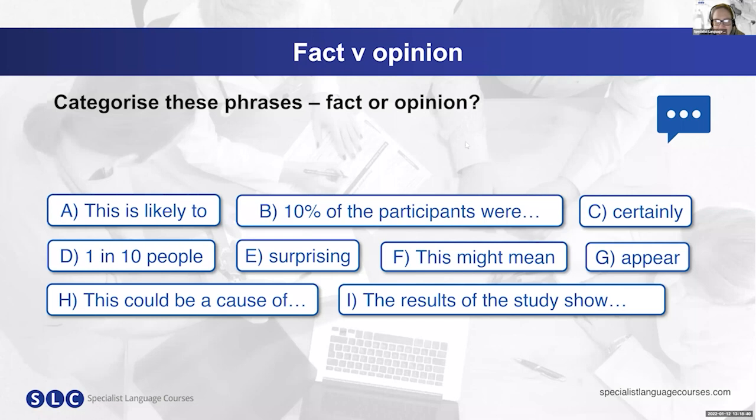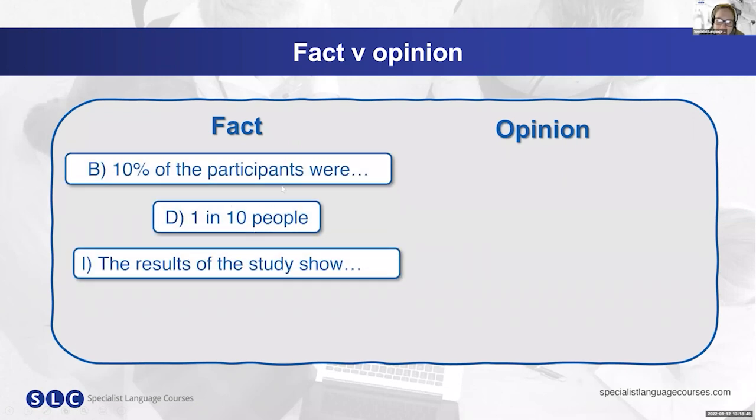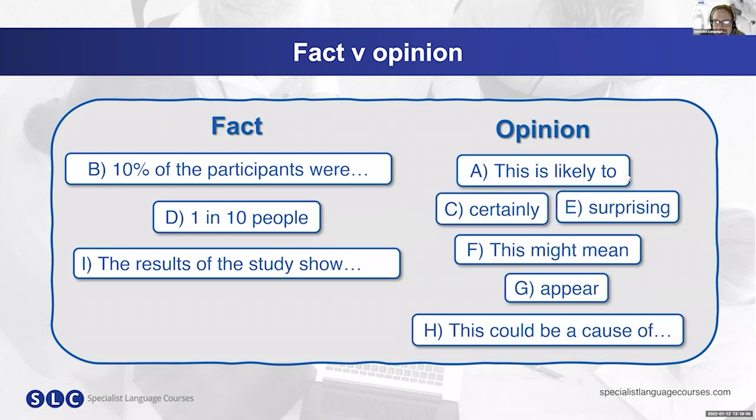Okay, let's take a look. So for fact, we've got the statistics. Yeah, 10%, 1 in 10, the results of the study show, and so on. And then opinion we've got here. So it's lots of this hedging language that we use. You know, it's likely to, might mean, it appears, could be, rather than being definite. And then, of course, you've got things like certainly. So the reader thinks for sure. The reader finds it surprising.